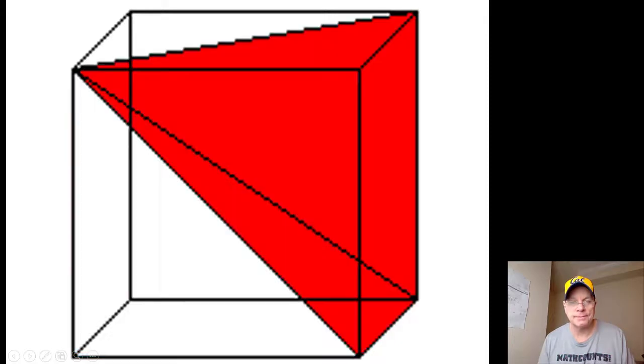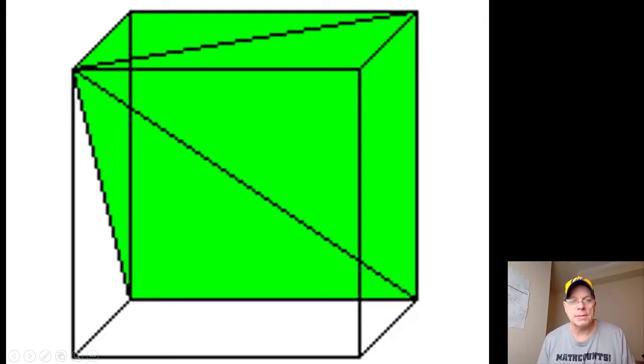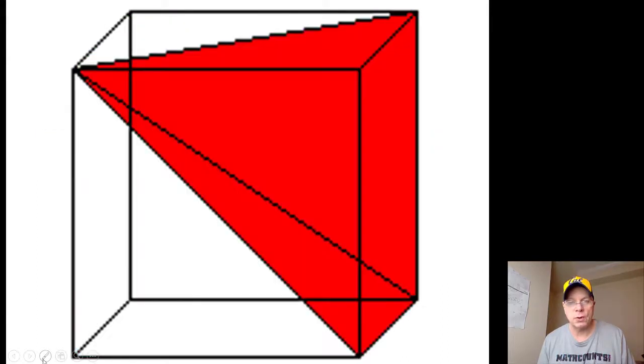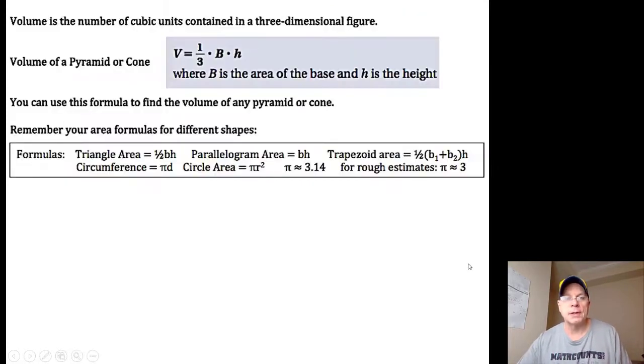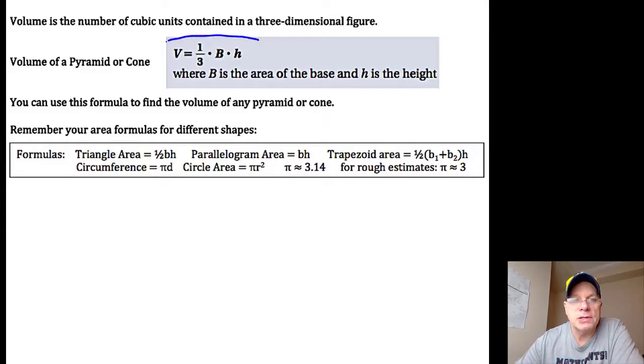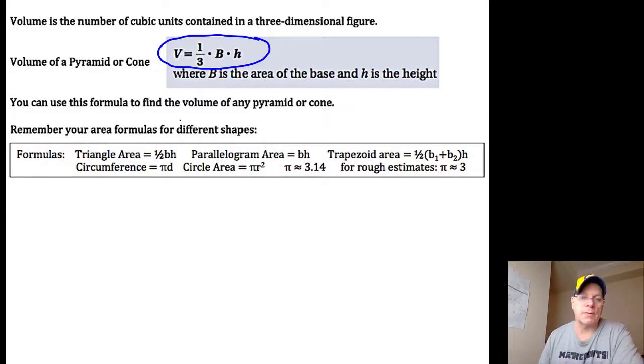Let me show it again. Those 3 pyramids. Now the apex of these pyramids are moved to the corners of this cube to show you that it takes 3 of these, 1, 2, 3, to fill up that cube. That's another way to demonstrate that 1/3 relationship. And so really this equation is so similar to what you've been using for the last several days, because area of the base multiplied by the height is what we've been doing for prisms. We just need to multiply by 1/3 to make it work for pyramids.